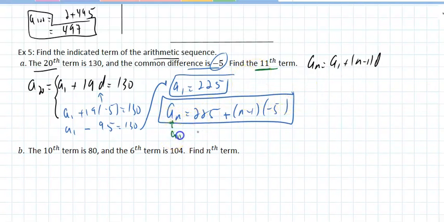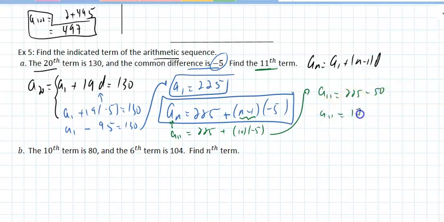Find the 11th term. That's 225 plus 11 minus 1, which is 10. So a sub 11 is 225 minus 50. The 11th term is 175.